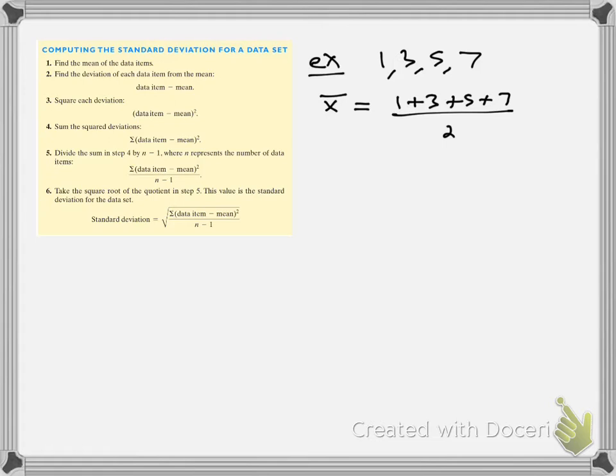Actually, my bad, that's not correct. What am I doing? That's not 2. There are 4 data items there. I don't know why I put a 2 there. So 4 plus 12 is 16, over 4, which is 4. So the mean of this data is 4. Okay.